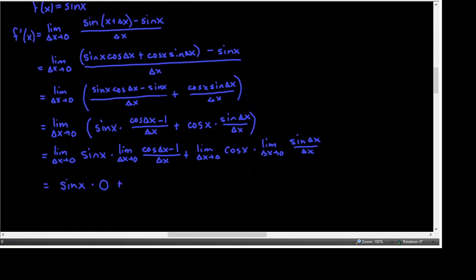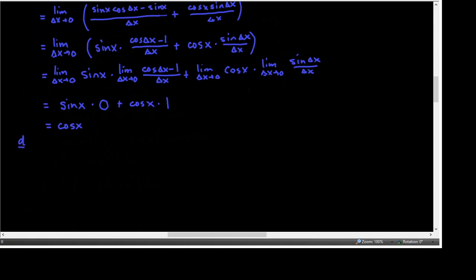And then the limit of cosine x as delta x changes is just cosine of x. And then the other one I asked you to memorize is the limit of sine of something over that something as that something goes to 0, and that answer was 1. And so when you completely simplify, you'll get cosine x. So look at where we started. F of x was sine of x. Its derivative is cosine of x.